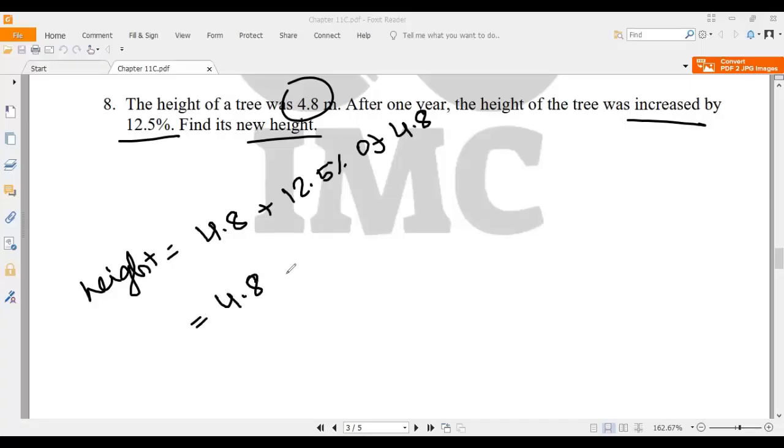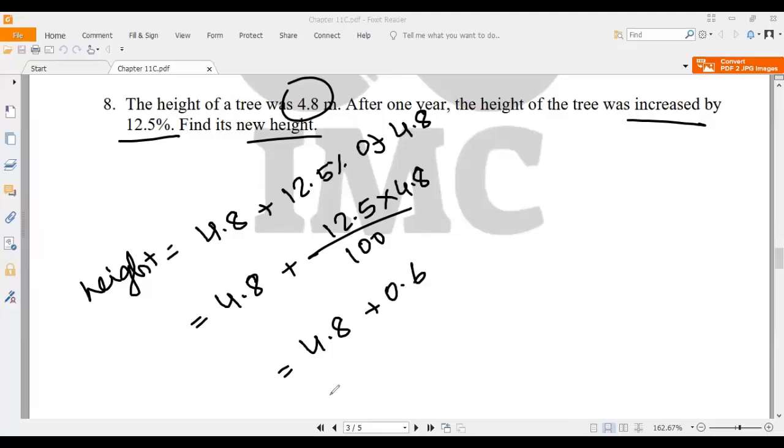We will get the final answer: 4.8 plus 12.5% means 12.5 by 100 multiplied by 4.8. If we calculate 12.5 multiplied by 4.8 by 100, we will get 0.6. Now 4.8 plus 0.6 will be 5.4, and that is the answer of this problem.